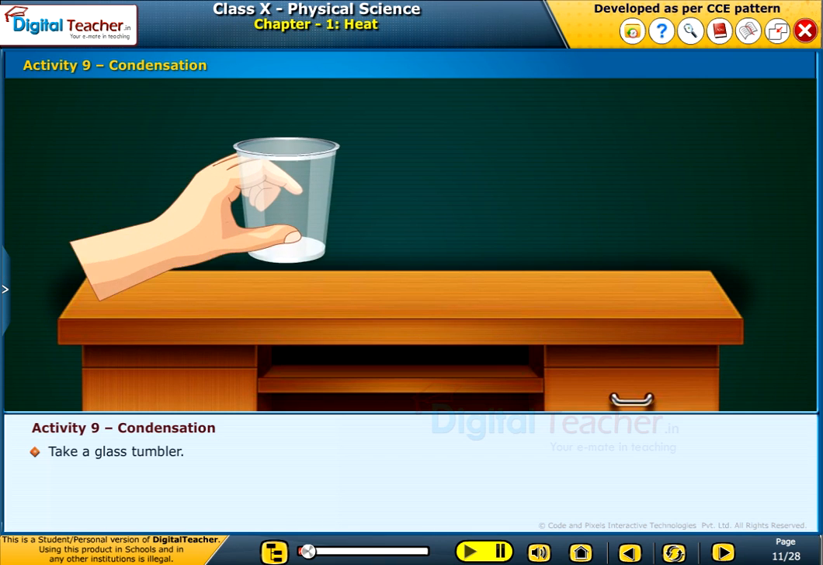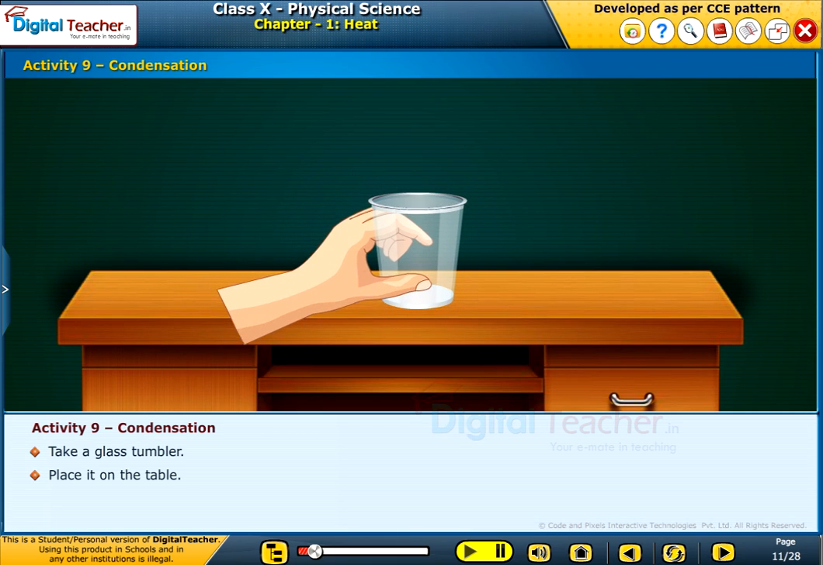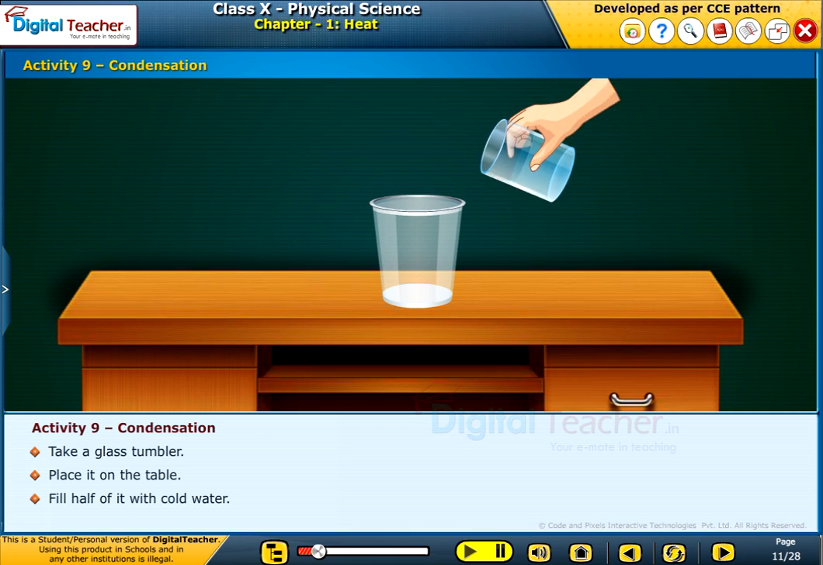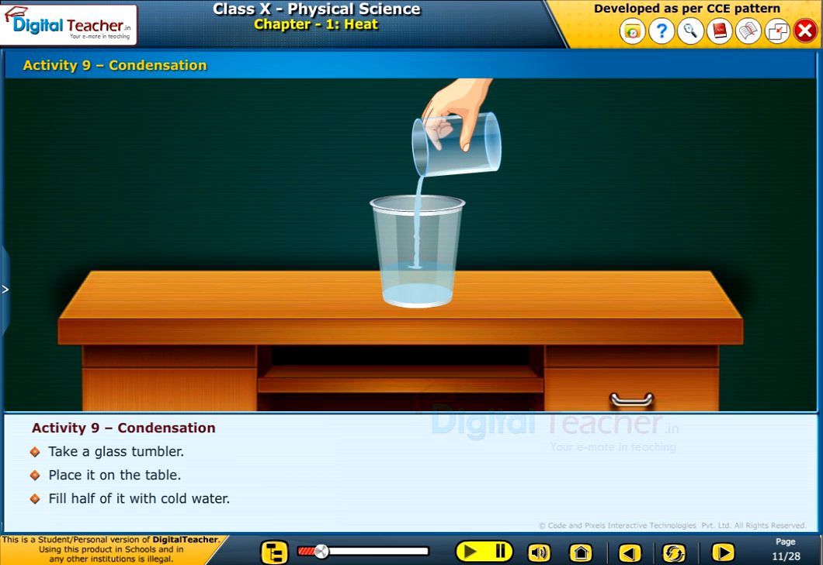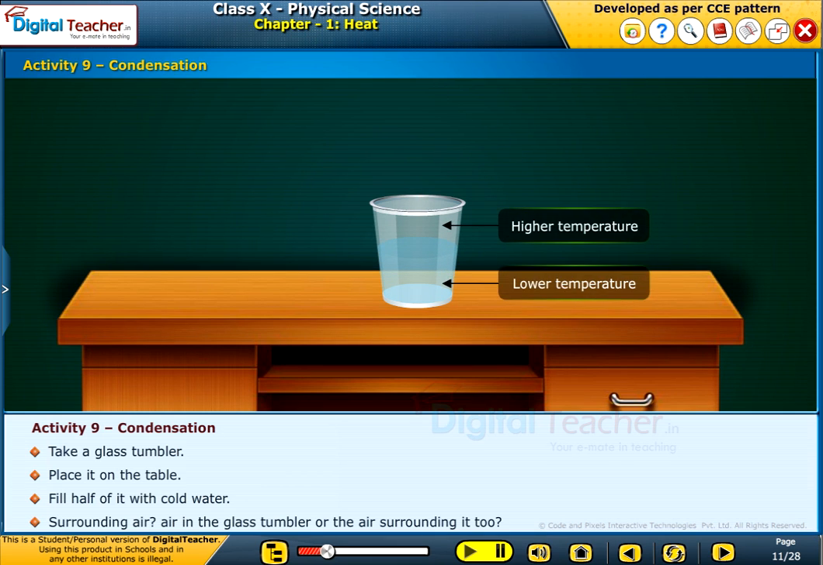Take a glass tumbler, place it on the table. Fill half of it with cold water. We know that the temperature of the cold water is lower than the temperature of the surrounding air.